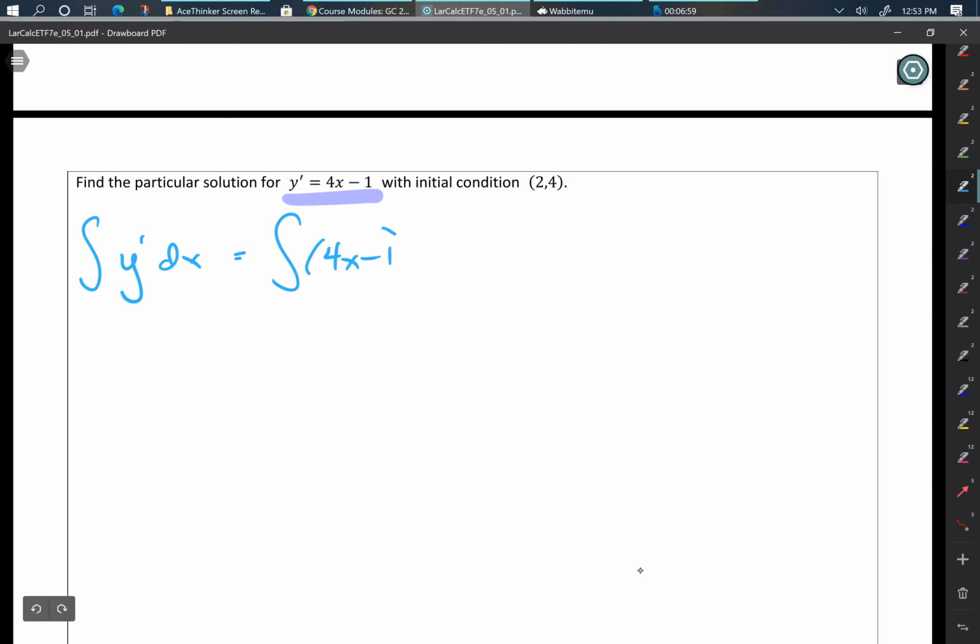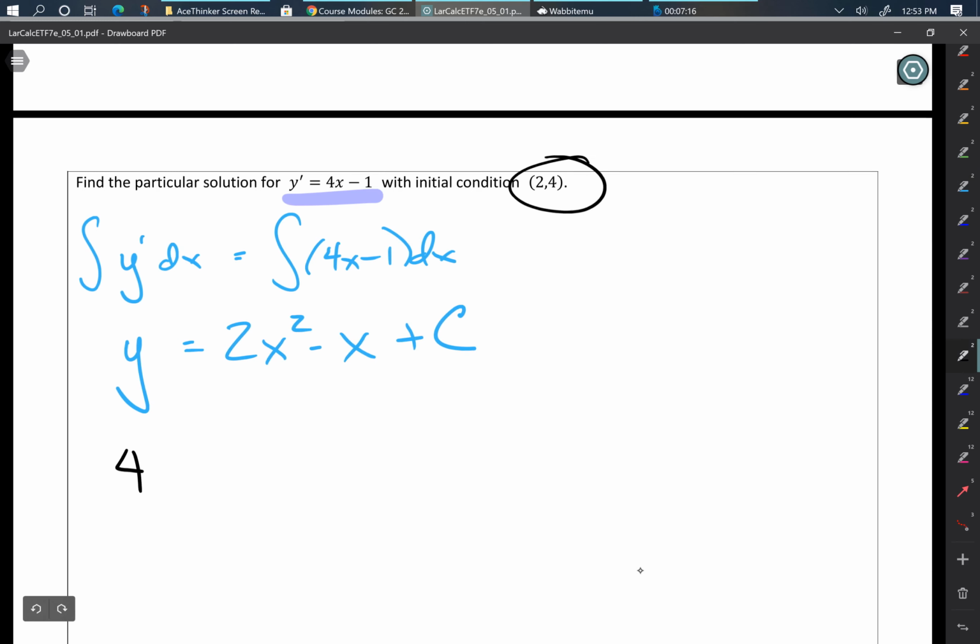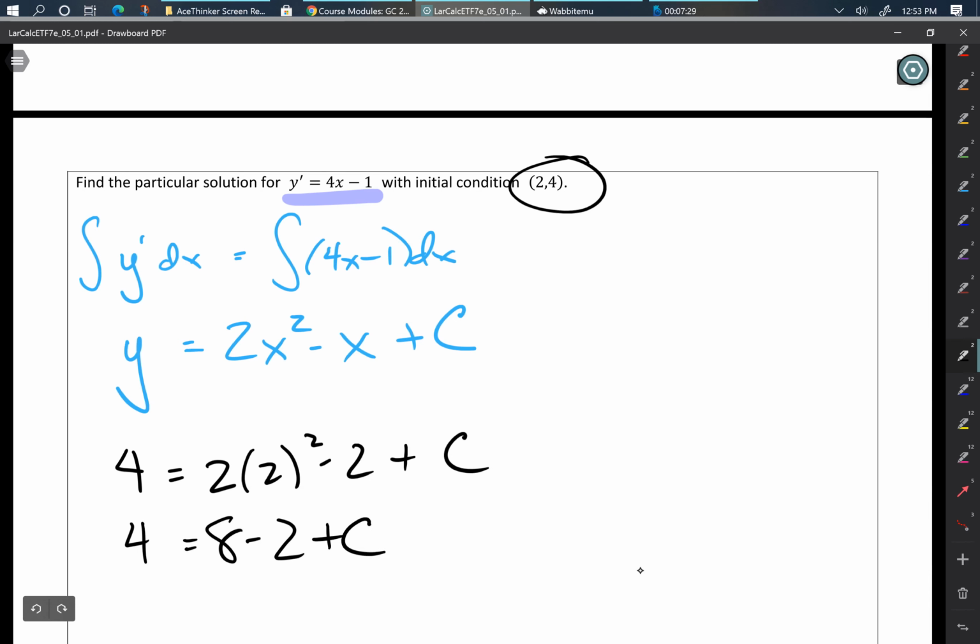So I'm going to take the integral of y prime with respect to x and the integral of 4x minus 1 with respect to x. Left-hand side becomes y. Right-hand side, that's going to become 2x squared minus x plus some unknown constant c. Right? Plugging in the initial condition, I get that 4 is equal to 2 times 2 squared minus 2 plus some unknown constant c. So 4 equals 8 minus 2 plus c.